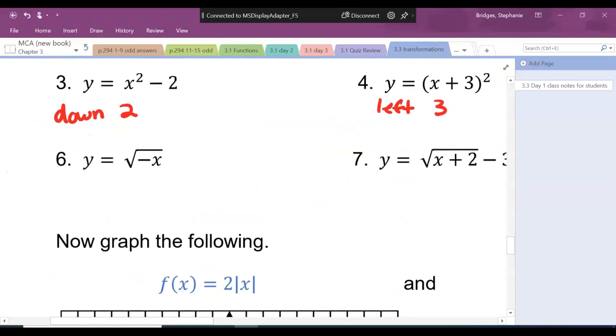All right, now 6, I changed it up a little bit. I did the square root function, and I notice I have a negative. Is that negative on the outside of the square root or on the inside? Inside, so that one's going to be reflected on the y-axis. Yep.